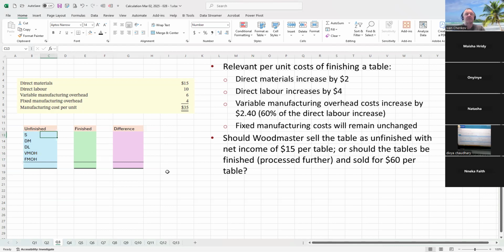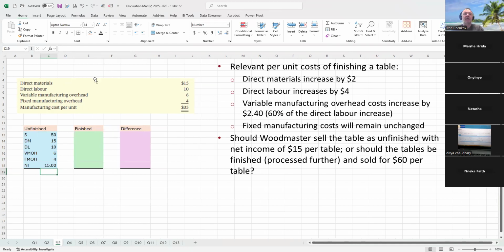Yes. So sales price is 50. Direct material, 15. Direct labor, 10. Variable overhead, 6. Fixed overhead, 4. How much will be our net income per table? It's going to be 50 minus 15 minus 10 minus 6 minus 4, $15 per table.